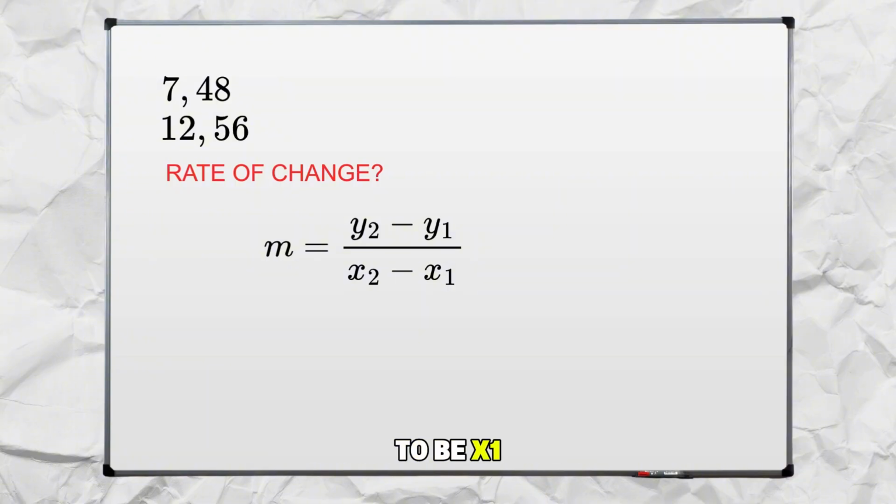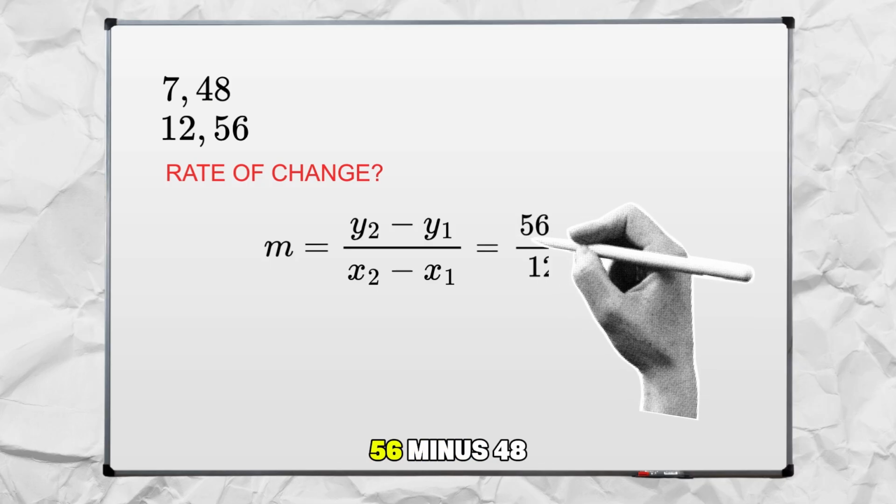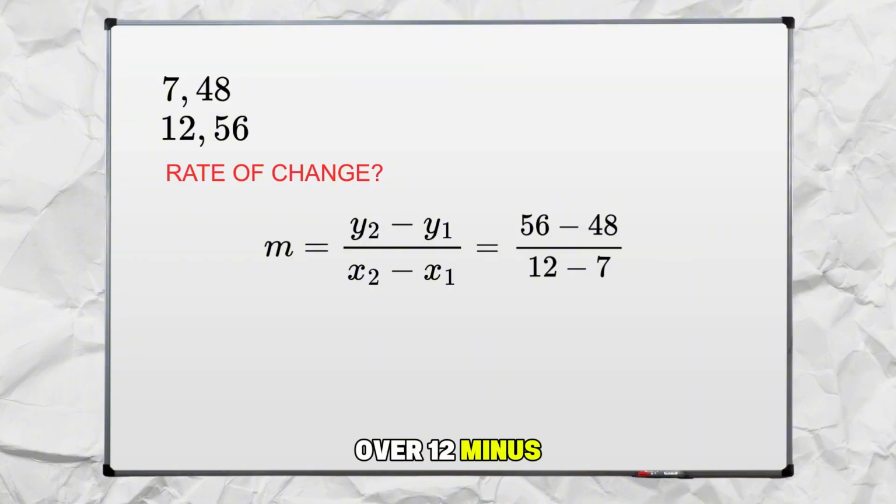What we choose to be x1 or x2 or y1 and y2 does not matter as long as you keep the x's and y's paired together. So I'm going to set up my equation here. I'm going to say 56 minus 48 over 12 minus 7. And then we're just going to simplify here. I know 56 minus 48 is going to give me 8. I know 12 minus 7 is going to give me 5. Every time I increase x by 1, I also increase y by 8 over 5.